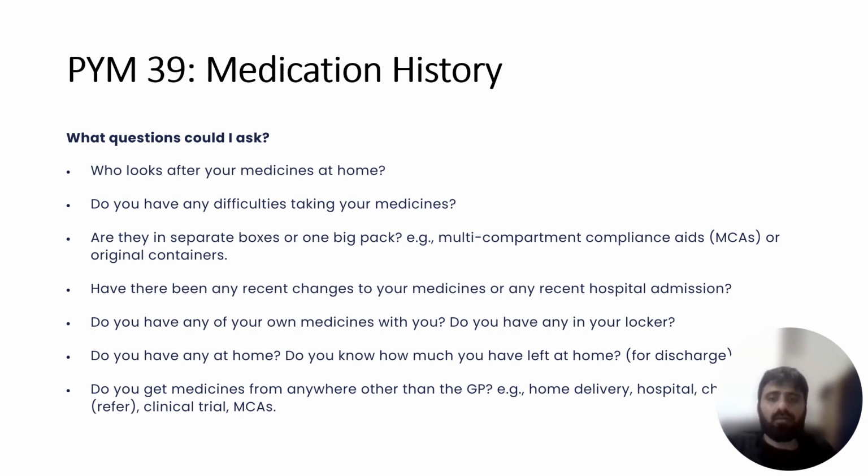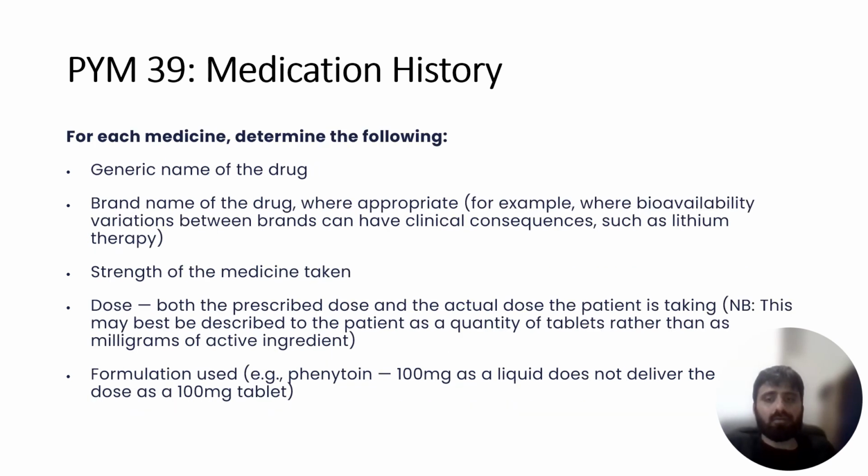Next question would be, do you have any of your own medicines with you? Do you have any in your locker? If the patient has brought medication along with them, you can have a look. You can ask, would it be okay if I take a look at your medication, whatever you have brought with you? You can ask if they have any other at home. Do you know how much you have left at home for discharge? Do you get medicines from anywhere other than the GP? So any home delivery, hospitals, or clinical trials, or any other medication, they will tell you about that.